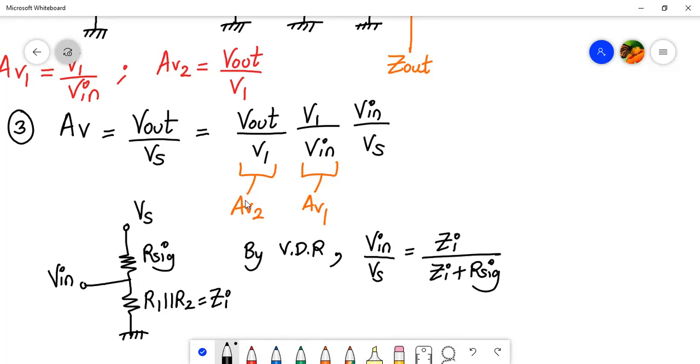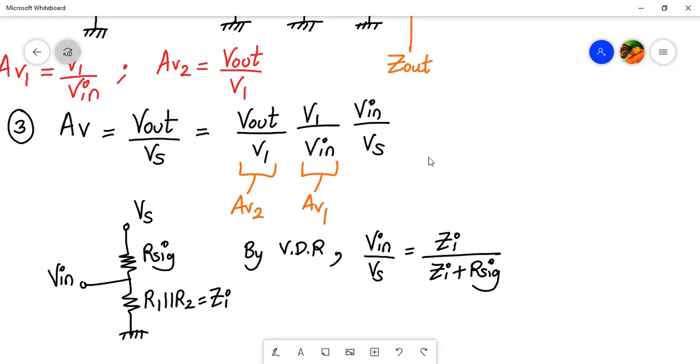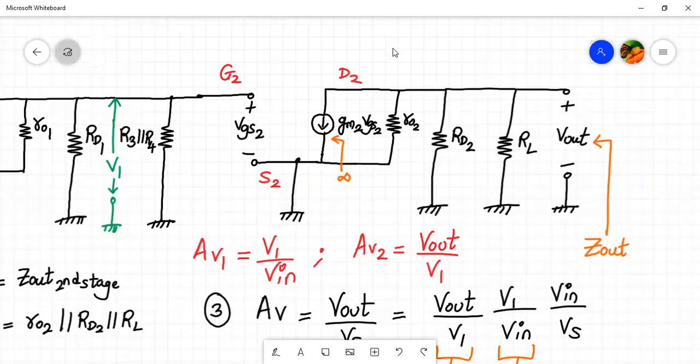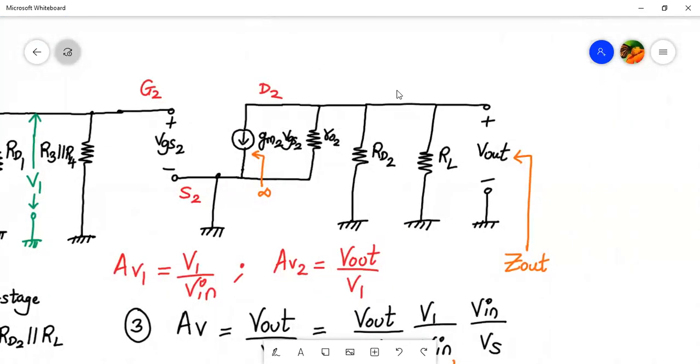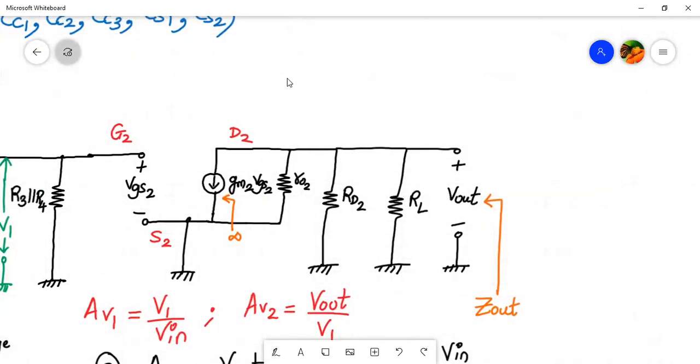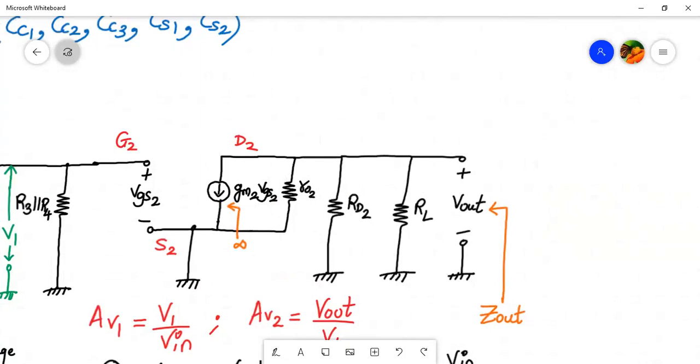Now we have to calculate AV2 and AV1, right? So let's start with the analysis of AV1 and AV2. Now let's look at this diagram, and first always calculate AV2, correct? So let me have some space over here. I'll use a different color. So now, what is my V out?